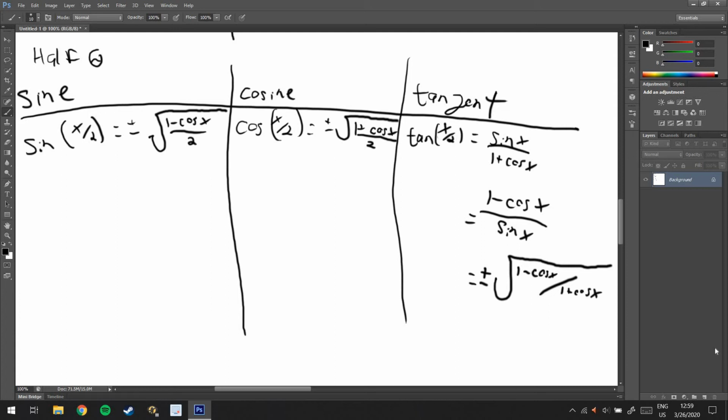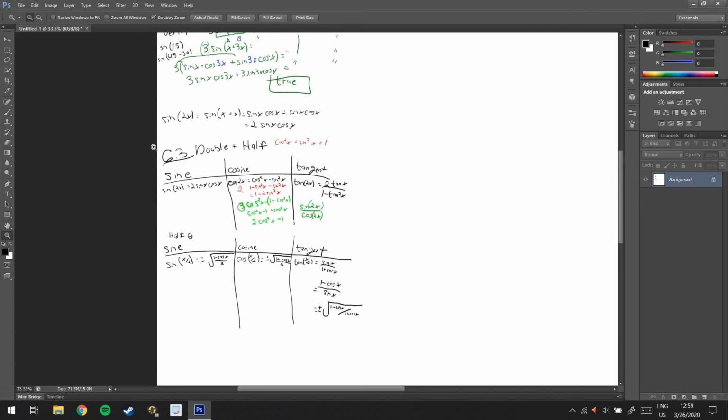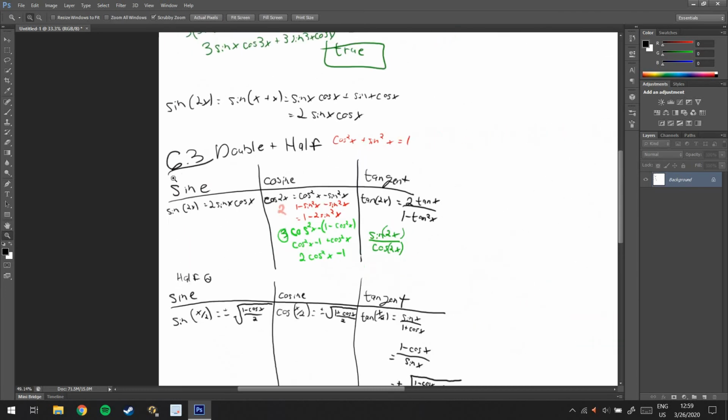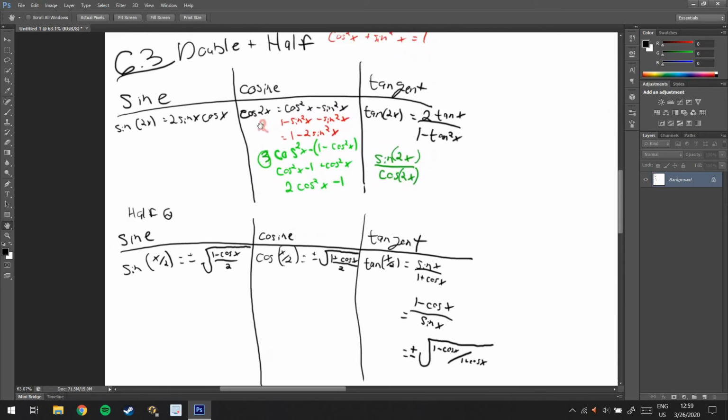Okay, so these are the actual formulas for double and half. We should have these written down in your notebooks. They're incredibly important. You will get them on the test. You just need to know how to apply them.